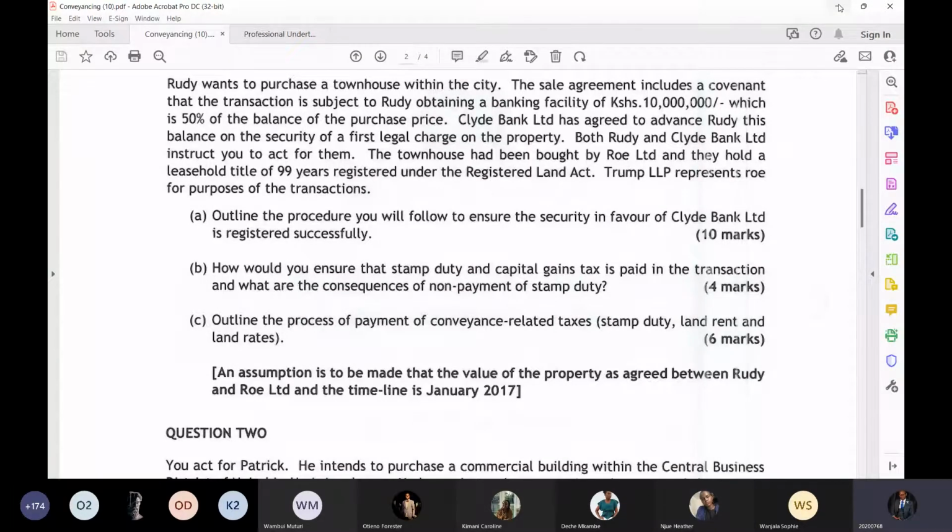So which stamp duty are you paying, for the transfer or for the charge? We want to pay stamp duty for the transfer. For the transfer, it's the value of the property. So we have to take it to a valuer. You have to take it to a valuer.